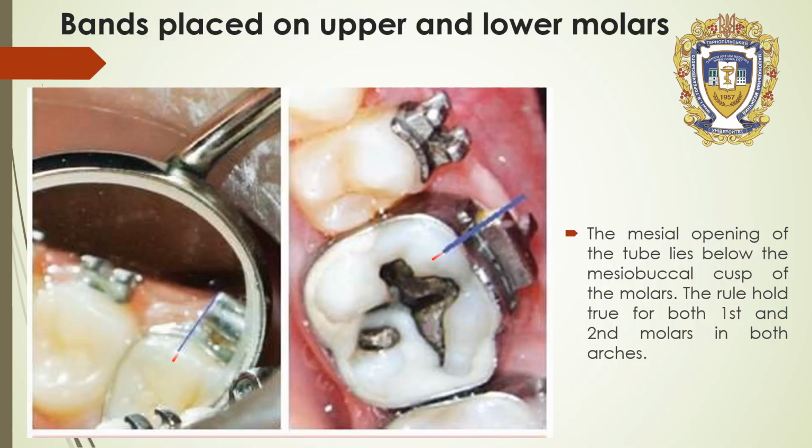Bands placed on upper and lower molars. The mesial opening of the tube lies below the mesiobuccal cusp of the molars. The rule holds true for both first and second molars in both arches, upper and lower.